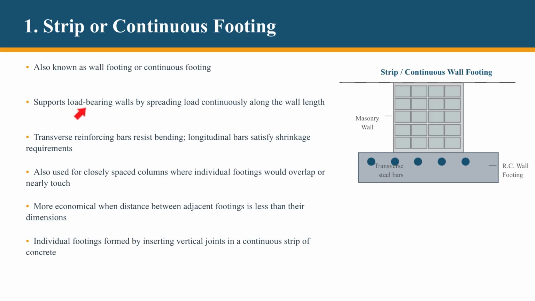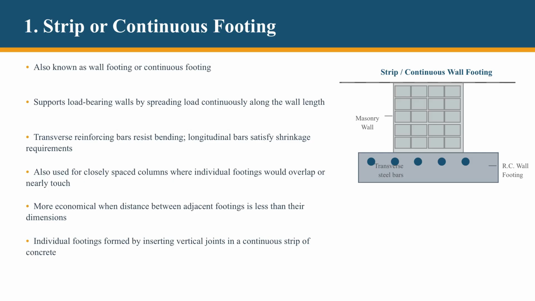It supports load bearing walls, and there are some transverse reinforcing bars also provided to resist bending. Longitudinal bars are also provided to satisfy shrinkage requirements. Now, these are used when closely spaced columns are present where individual footings would overlap or nearly touch each other. These are economical when the distance between adjacent footings is less than their dimensions.